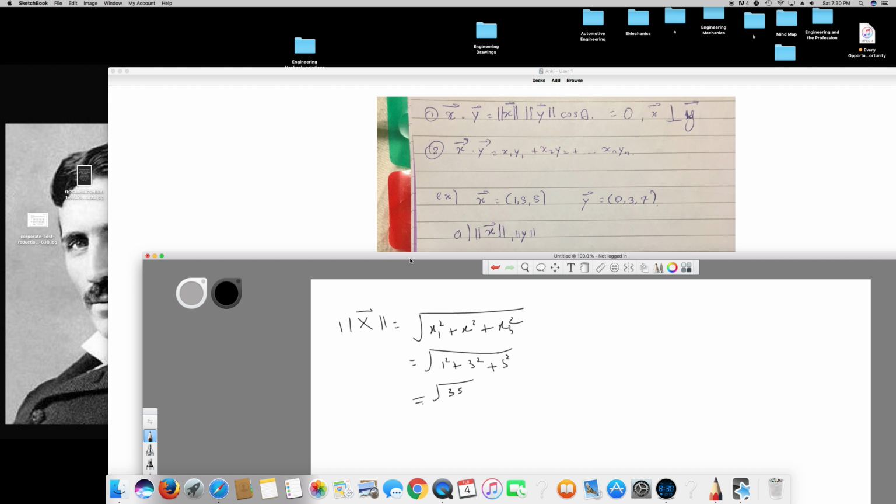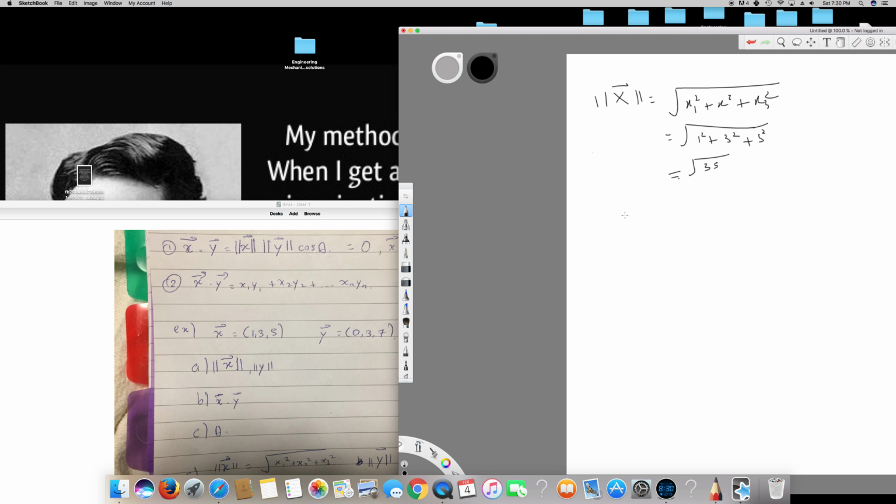And y magnitude, same thing. It's going to be y1 square, y2 square, y3 square. So y1 square is 0, 0 square 0, plus 3 square plus 7 square, which is equal to 3 square is 9 and 7 square is 49. 49 plus 9 is 58. Root 58 is the answer. So the second question is asking what is the x dot y.